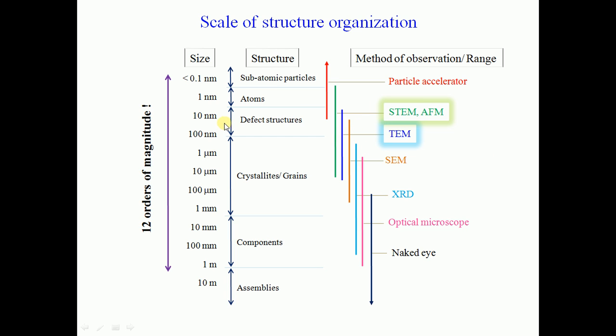And beyond that, if you want to see matter, then you really need another technique. The technique which I am going to cover today is TEM, scanning transmission electron microscopy, etc. So an object of the size of 1 nanometer or so can be observed. And beyond that, there are other methods. A particle accelerator is there, but I will focus on the TEM, where the atoms can be seen. So this is the scale of structure organization.